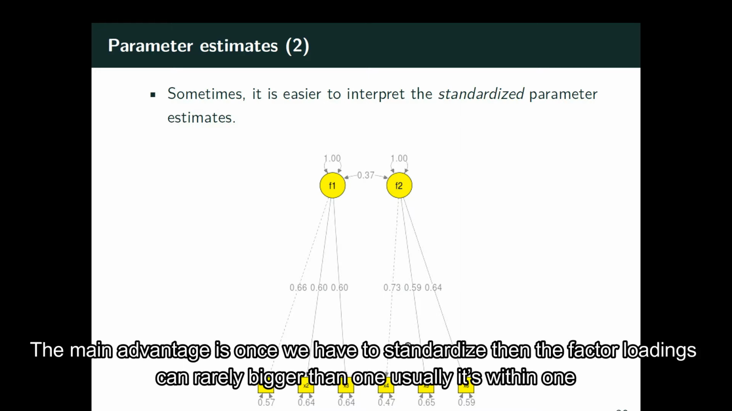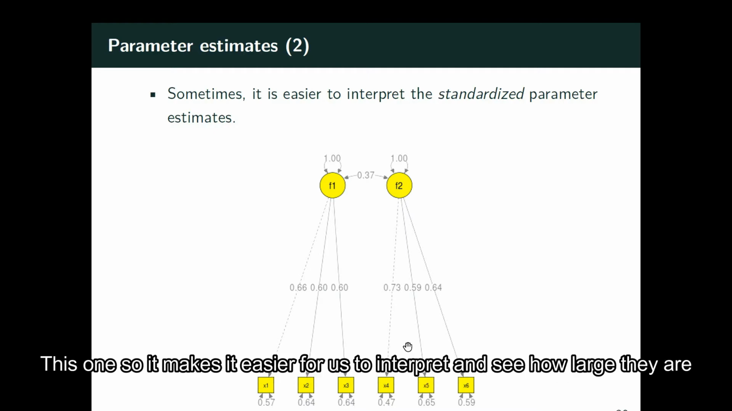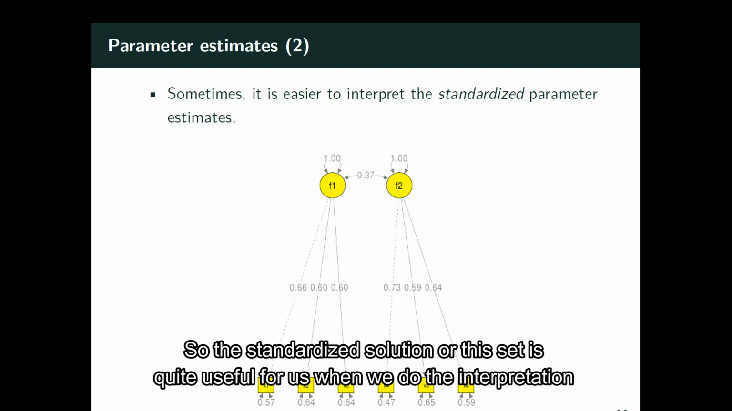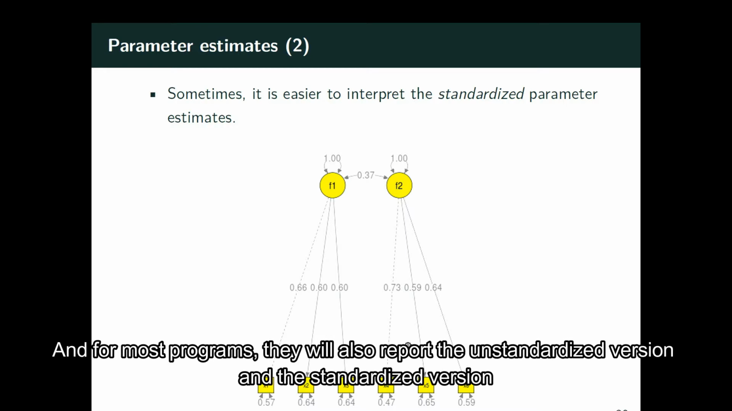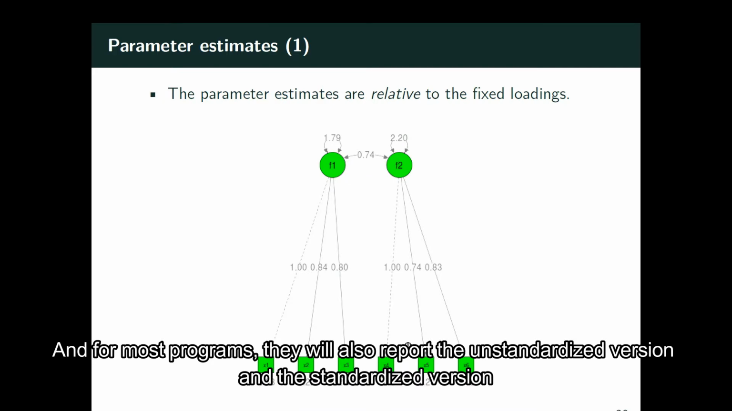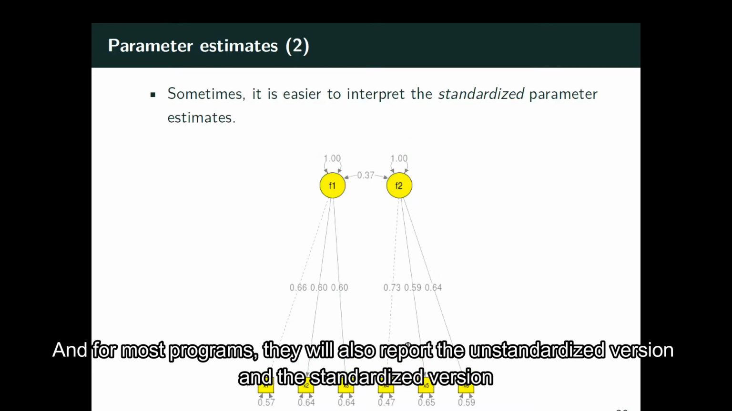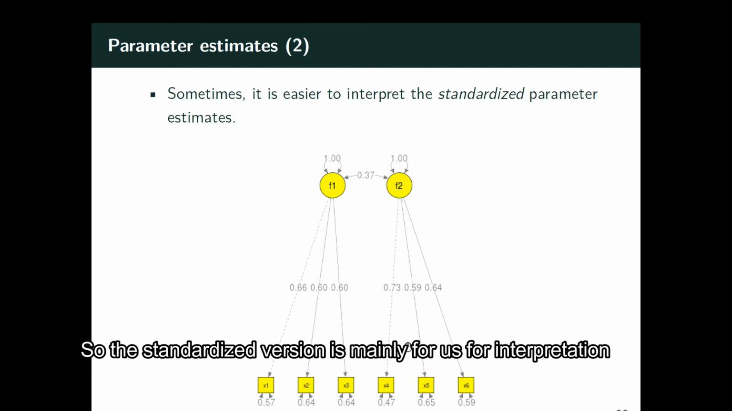So the main advantage is once we have standardized it, the factor loadings can rarely be bigger than 1. Usually it is within 1 or -1. So it makes it easier for us to interpret and see how large they are. So the standardized solutions are quite useful for us when we do the interpretation. And for most programs, they will also report the unstandardized version and the standardized versions. Okay. So the standardized version is mainly for interpretation.